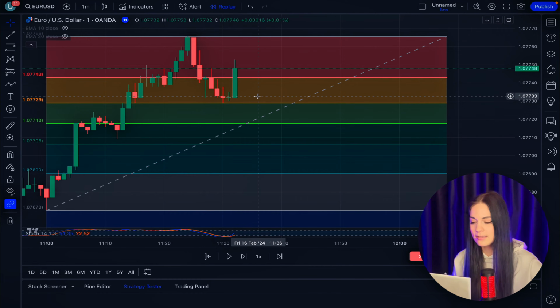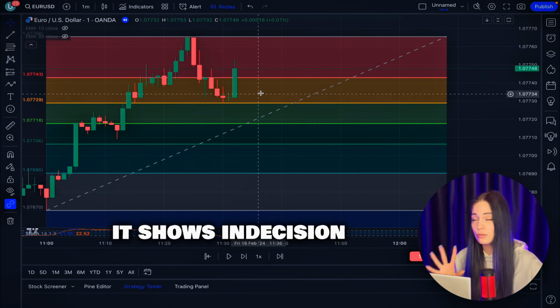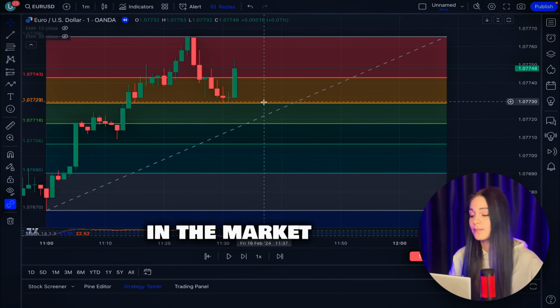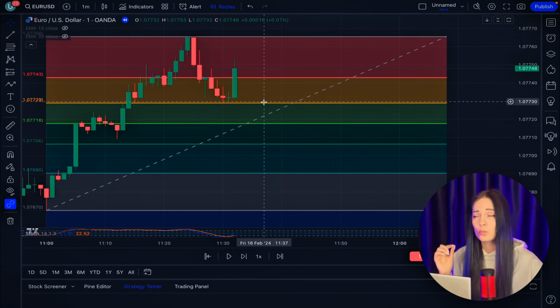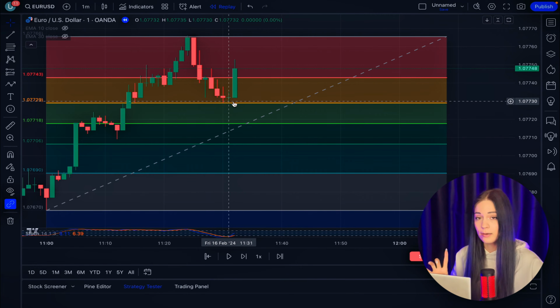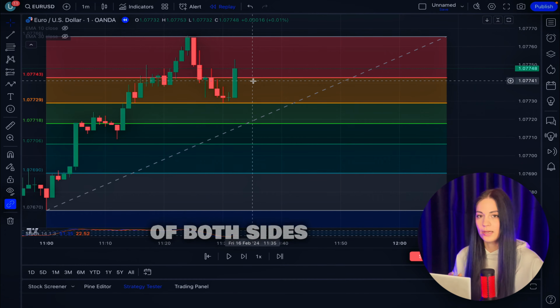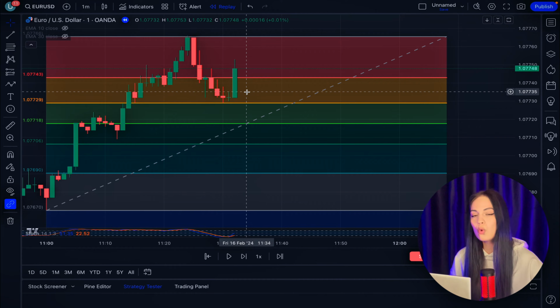What do they tell us? I think you know it. It shows indecision in the market. Doji is like a small candlestick with big shadows because of the pressure of both sides on the market. They don't tell us anything, but the next candlestick shows us who won this battle.